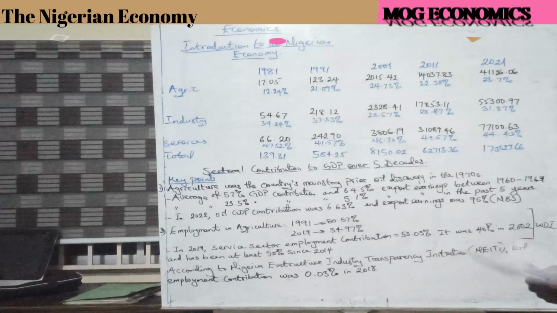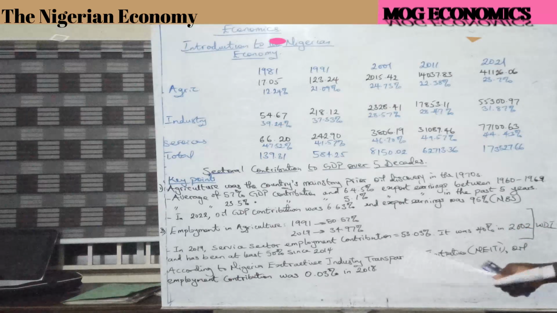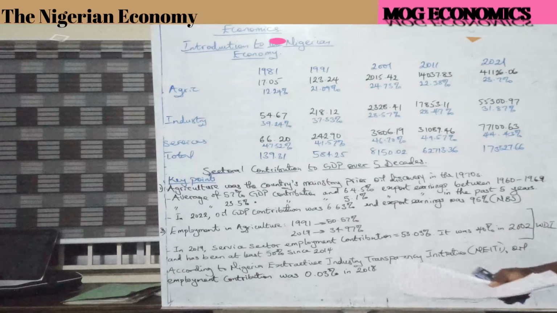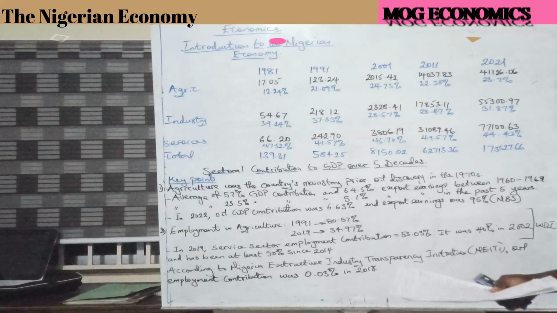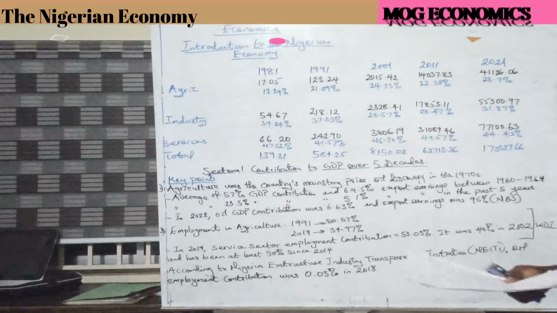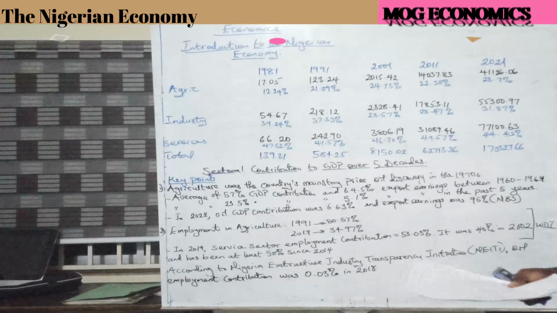Okay, so here I was telling you that mainstay can be explained from GDP contribution, from foreign exchange earnings, and from employment. So how is a particular sector faring in these three areas?